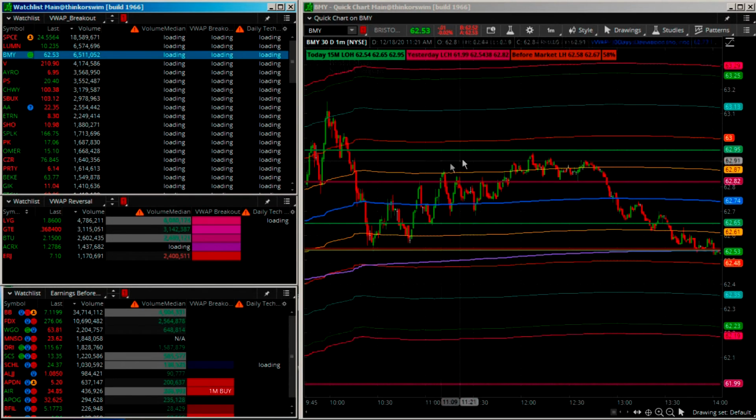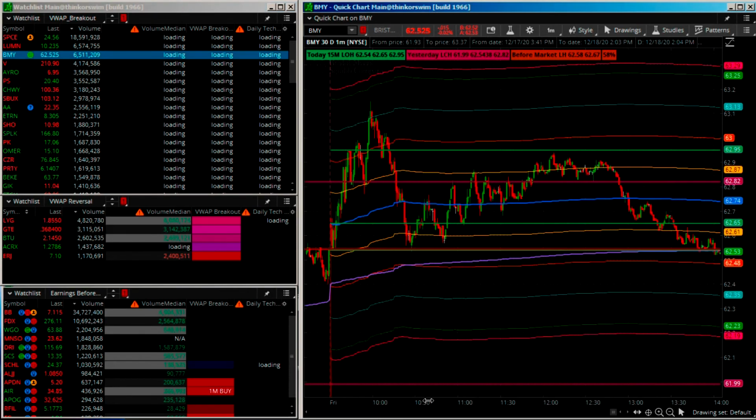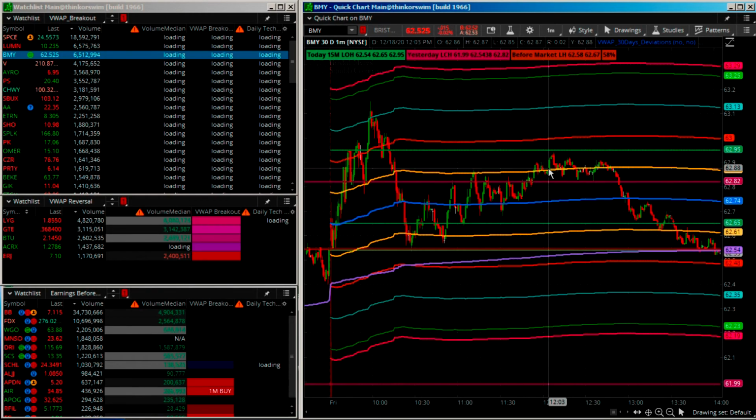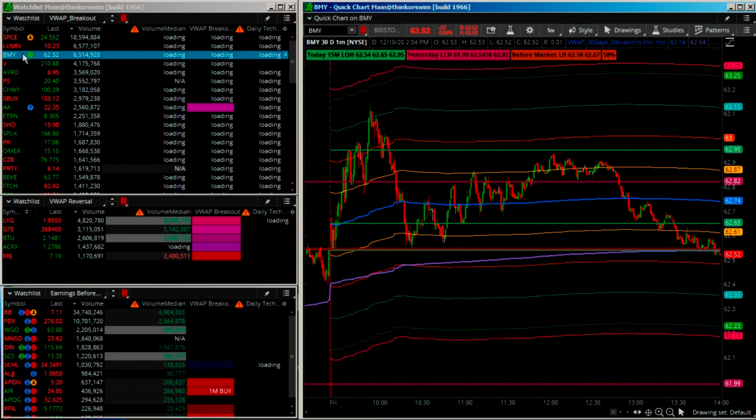Currently, the charts are a bit slow because it's calculating my VWAP offsets over 30 days. That's why the chart is a bit slower right now. If you had a 1 minute, 1 day chart up, it would be populated much faster. BMY right now just crossed the multi-day.